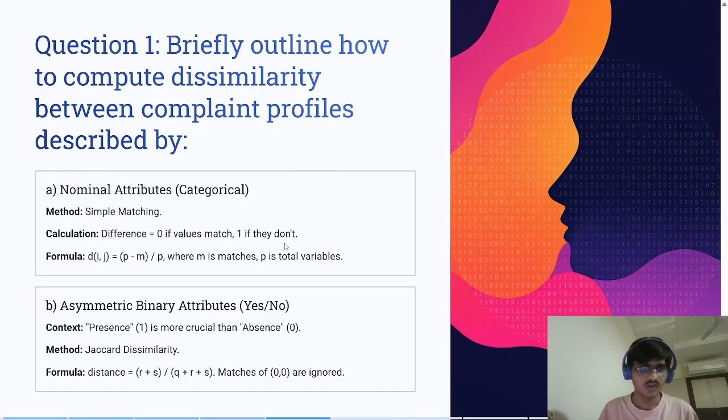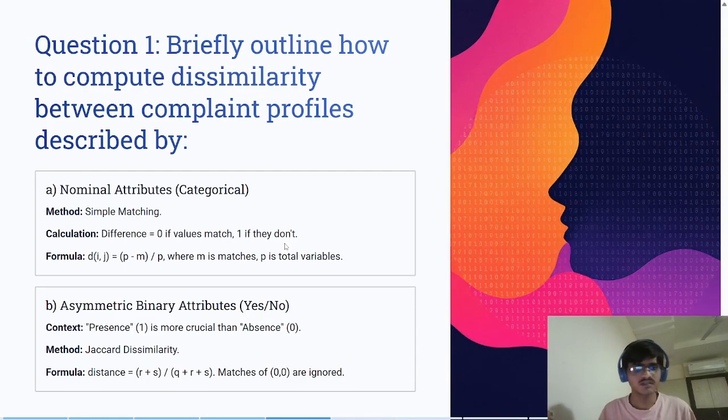Now coming to normal attributes, the method can be simple matching. The calculation would be: difference equals 0 if values match, 1 if they don't. The formula would be d(i,j) = (p - m) / p, where m is the number of matches and p is the total number of variables.